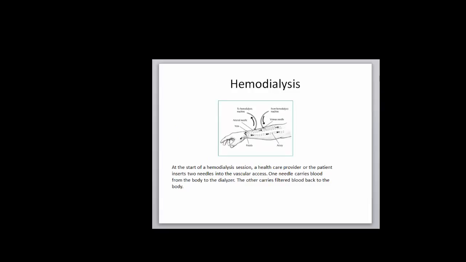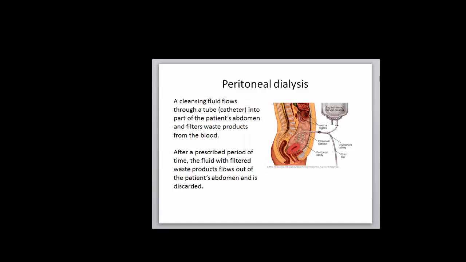Here's an image I found on Google Images that shows that the dialysis nurse would have 2 needles inserted into the patient, into that vein. One is carrying blood from the body to the dialyzer, and the other one is carrying the filtered blood back to the body. In peritoneal dialysis, you've got this cleaning fluid that flows through a tube into the patient's abdomen and then pulls it back out after it's been filtered.